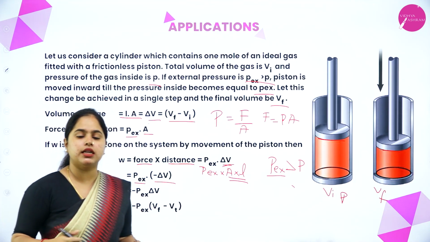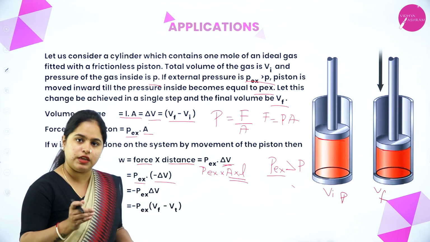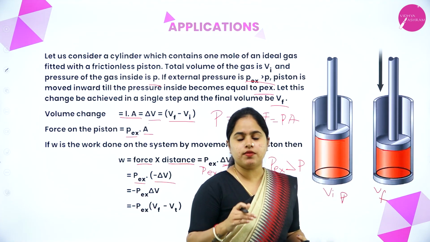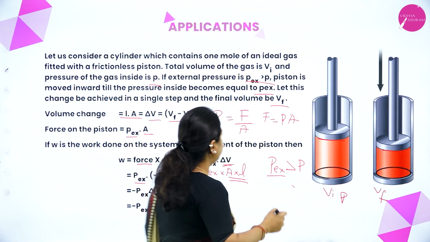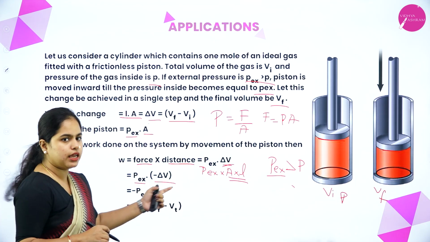Now, why is it written minus delta V? Yes, as you can see here, delta V means what? It is V final minus V initial. So by seeing here itself, you can tell which one will be greater. Yes, V initial will be greater than V final. So if we are taking V final minus V initial, you will get a negative value, right? That is why the negative sign here.